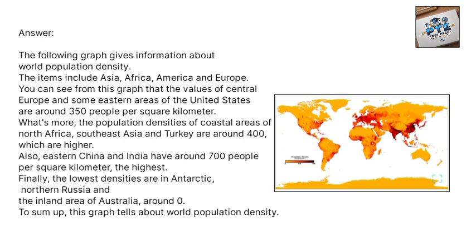What's more, the population densities of coastal areas of North Africa, Southeast Asia, and Turkey are around 400, which are higher. Also, eastern China and India have around 700 people per square kilometer, the highest. Finally, the lowest densities are in Antarctic, northern Russia, and the inland area of Australia, around 0. To sum up, this graph tells about world population density.